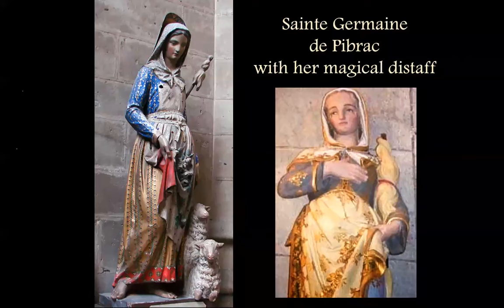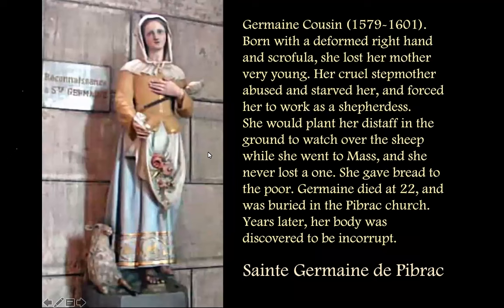And then there's a whole bunch of different French saints that have a magical distaff. So this is really comparable to the Sardinian story that I shared with you. And Germaine de Pibrac is one of them. Now, I see some accounts that refer to her living in the 1500s, but it seems like this is an older story than that. So you see her a lot shown with her flocks. And she is a poor girl. She's disabled. And she has various ailments.